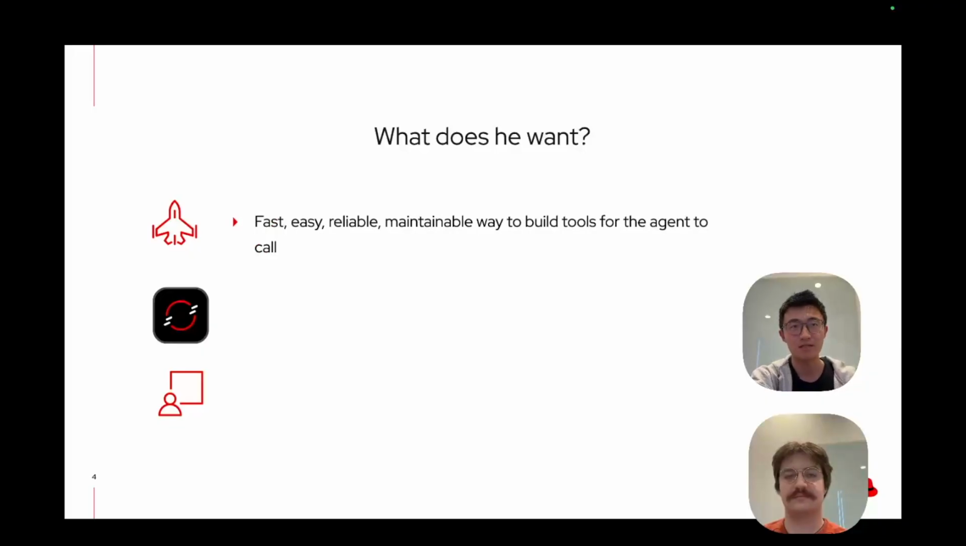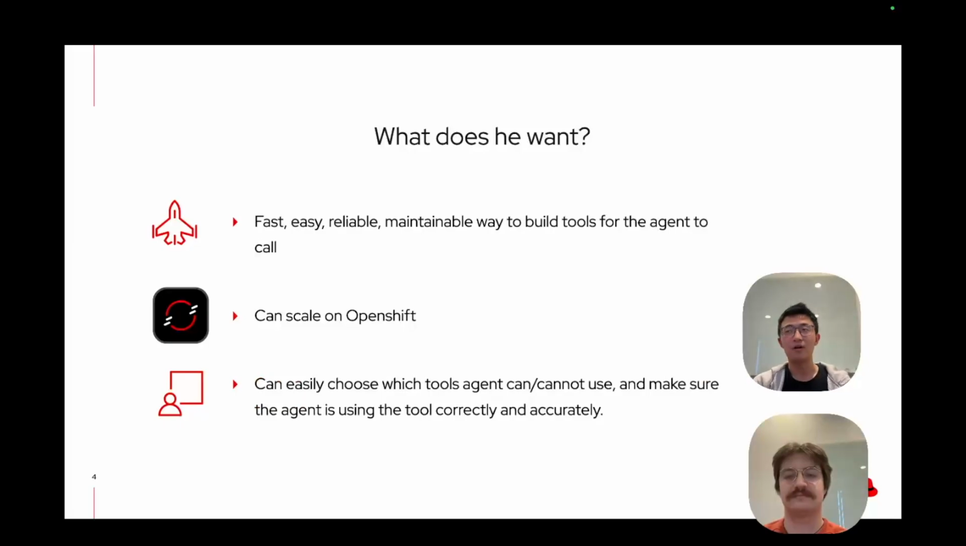So what do I want? I want a way that is fast, easy, reliable, and maintainable to build tools for my agents on my website. And as I mentioned before, my website is hosted on OpenShift, so I want it to be scalable. And some of the tools on my website, I want to be easily switchable. For example, for some of the important endpoints, I don't want an agent to be accessing them, or some of the tools I want to prohibit them from using. I need to have the option to do that. So Callum, are there any options that I can use that are fast, easy, and reliable?